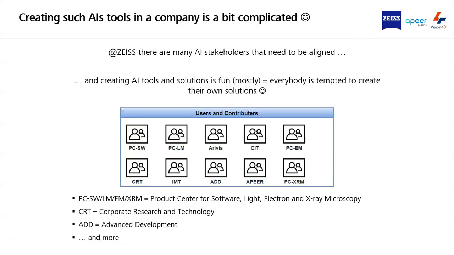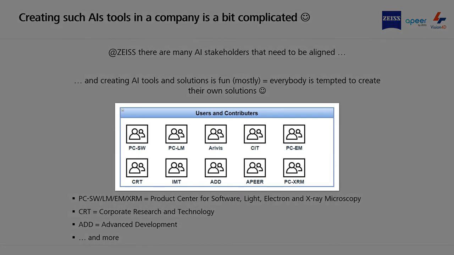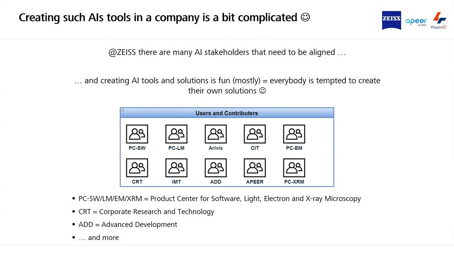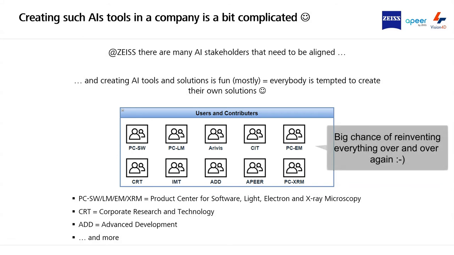Creating all those tools in a bigger company can be a bit complicated. To give you an idea what this means, I tried to list all involved organizational units that do some type of AI development. And since developing AI tools is fun, everybody wants to do something new and move forward quickly, which is good and bad at the same time, because everybody is tempted to create their own solutions over and over again.